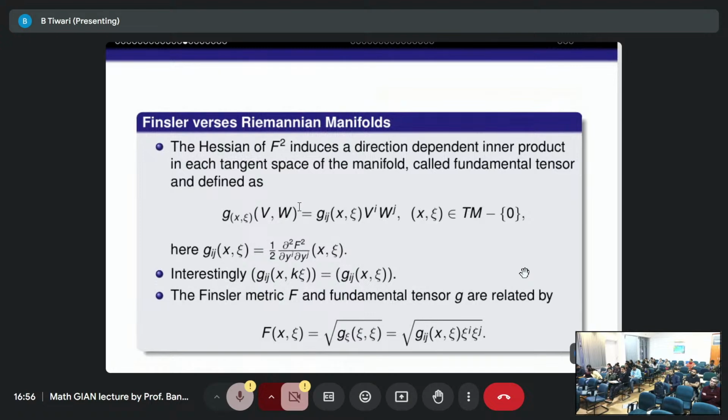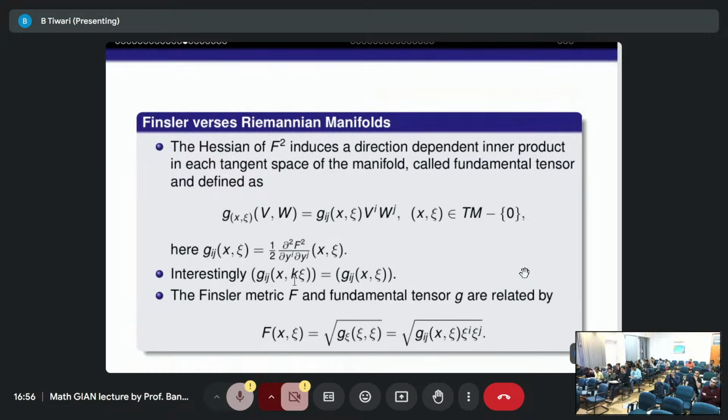The reason is that we actually wanted, in some sense, an inner product induced from this Minkowski metric, and this Hessian of f square gives a kind of inner product on the manifold. So the Hessian of f square induces a direction dependent inner product. Here you see, in the Riemannian case, in every tangent space you have a unique inner product, but here in one tangent space this inner product is direction dependent, because of this homogeneity condition of the norm.